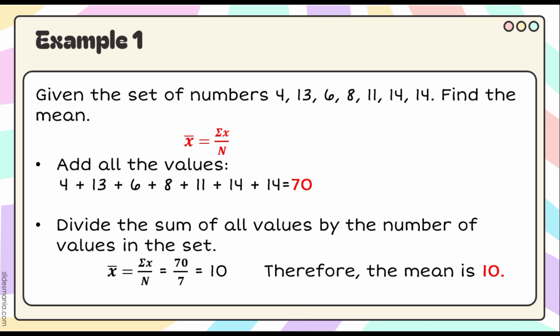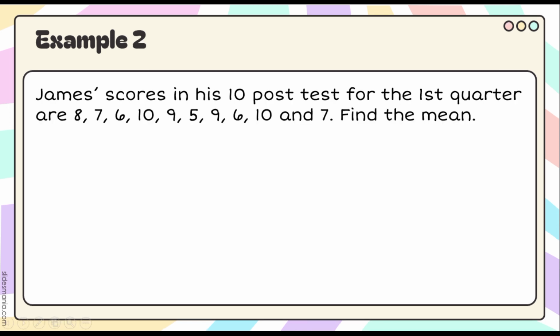So what is our n here? n here is 7. Why 7? Because there are 7 values in the set: 4, 13, 6, 8, 11, 14, and 14. So we have 7. Applying the formula, 70 divided by 7 is equal to 10. Therefore, the mean is 10. Okay, let's have another example for you to master solving for the mean.